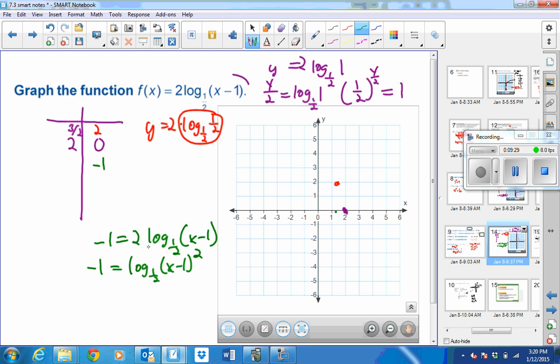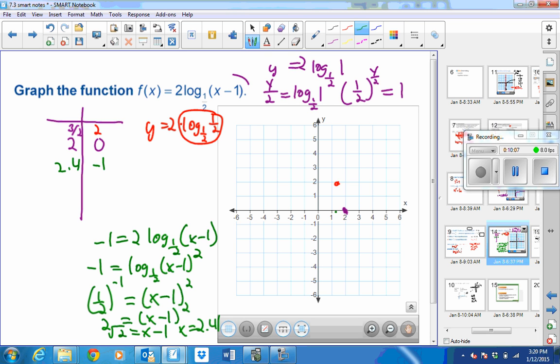Now, moving this to exponential form, so we have our base is 1/2, our exponent is -1, and our power is x minus 1 quantity squared. Well, 1/2 to the -1 power is 2. So we get 2 equals x minus 1 squared. Square root both sides, and we get the square root of 2 equals x minus 1. And that's going to give us 1.41 for the square root of 2. So x is going to equal 2.41. So we're going to go to 2.41, negative 1.